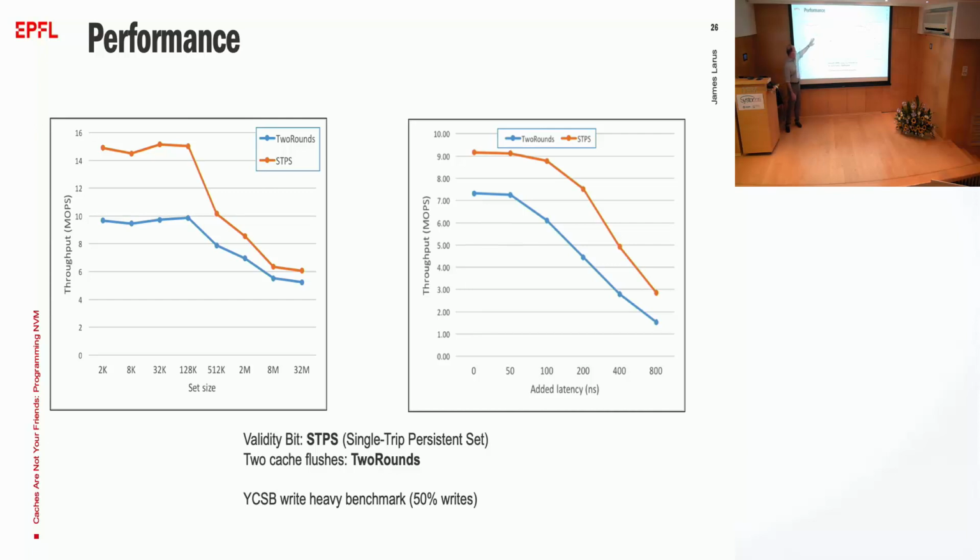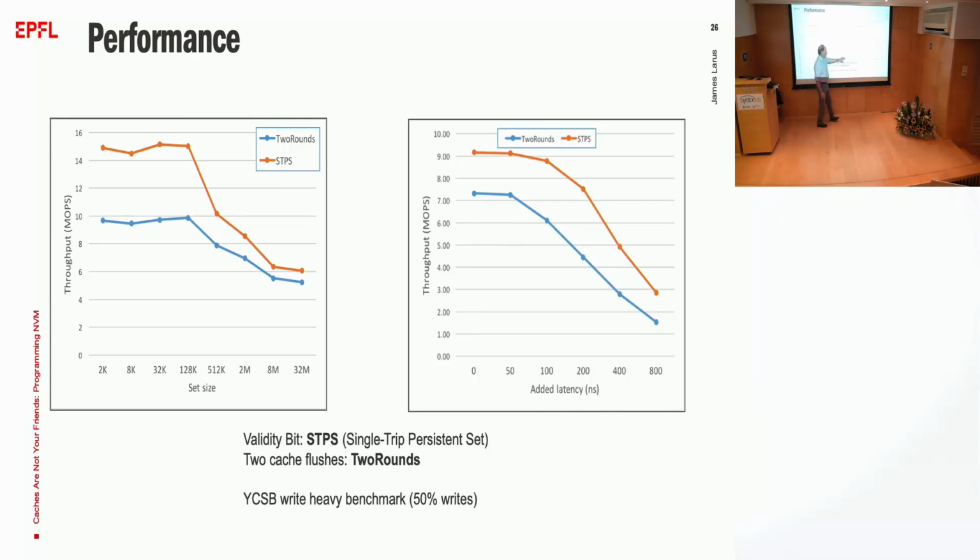And then the blue bar is the one that does two flushes to the cache. This is throughput, so higher is better. And what you can see is with the size of the sets, there's a big difference with small sets, and then as the sets get bigger, it becomes less important, but we still maintain a performance difference. There's an advantage to doing only one cache line flush.